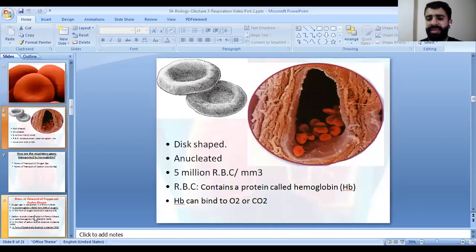Red blood cells are disc-shaped. They are anucleated. They don't have a nucleus. We have about 5 to 6 million red blood cells in every cubic millimeter. Red blood cells contain a protein called hemoglobin. The symbol for hemoglobin from now on is Hb. So hemoglobin has the symbol Hb. Hemoglobin can bind to both oxygen, O2, and carbon dioxide, CO2.